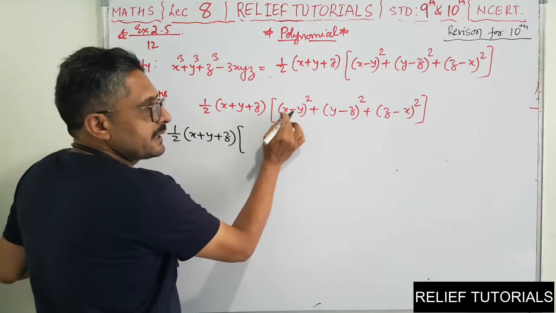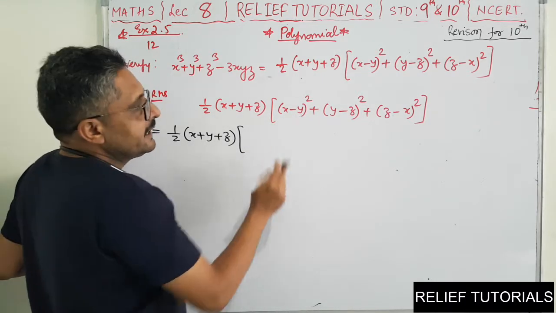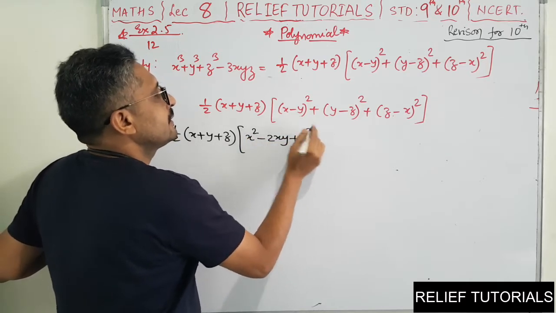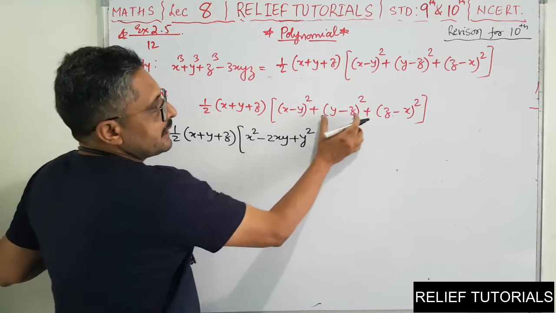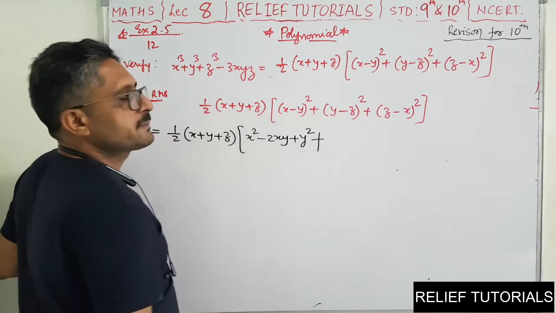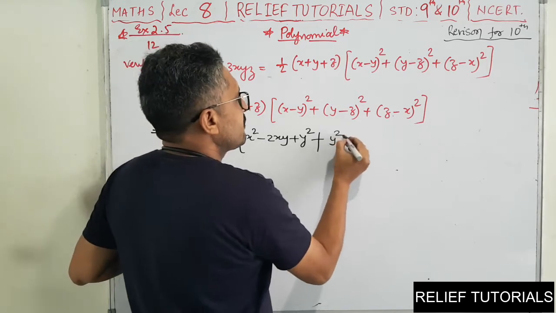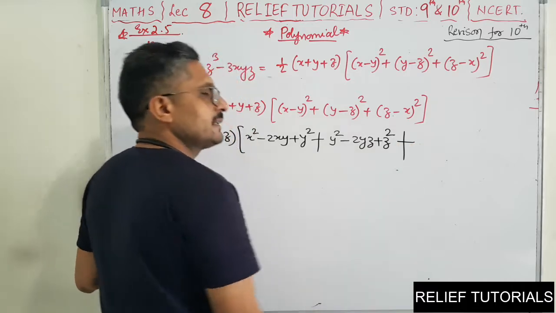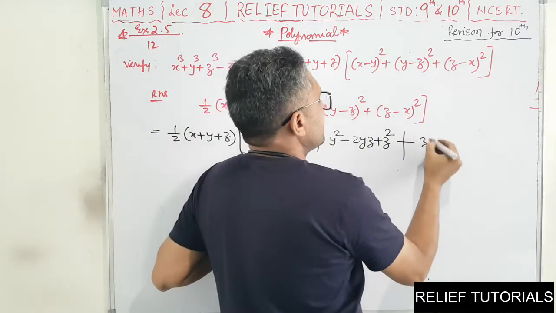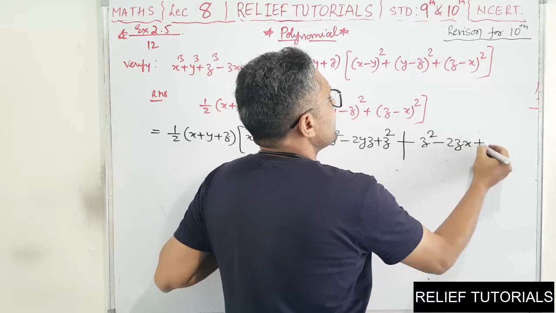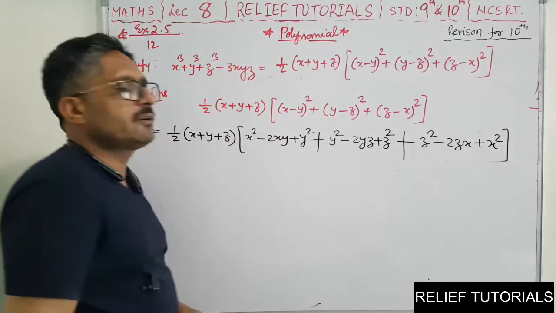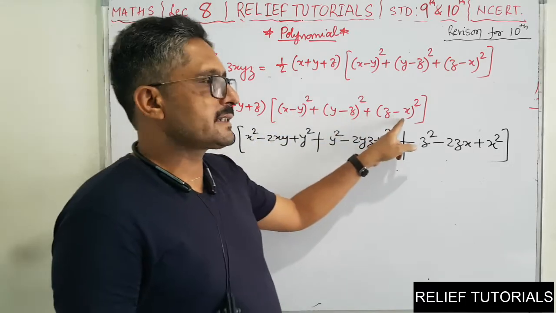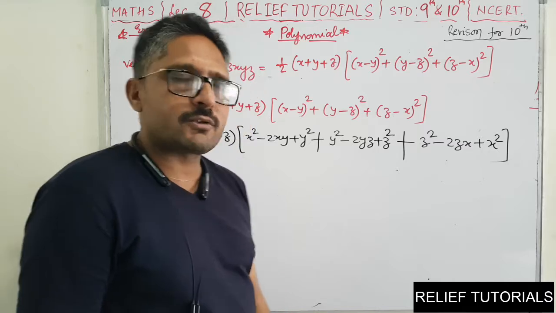Now I will expand this. (a minus b) the whole square, you know the identity. So x square minus 2xy plus y square. Now plus (y minus z) the whole square: y square minus 2yz plus z square. Again plus (z minus x) the whole square: z square minus 2zx plus x square. Nothing else has been done in this step, I have just expanded the identity (a minus b) the whole square.